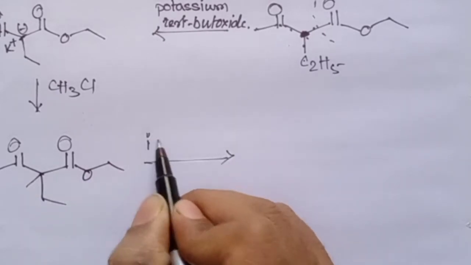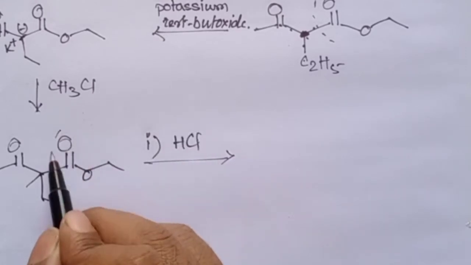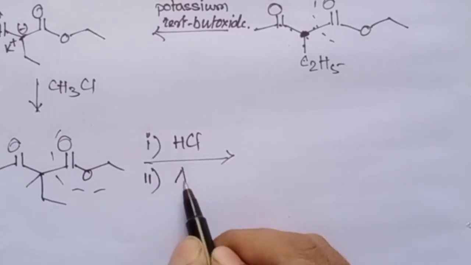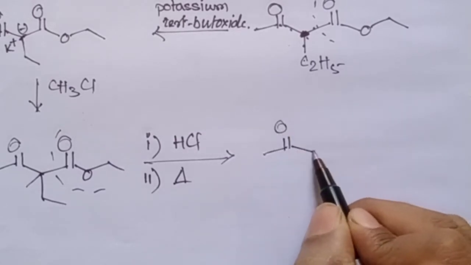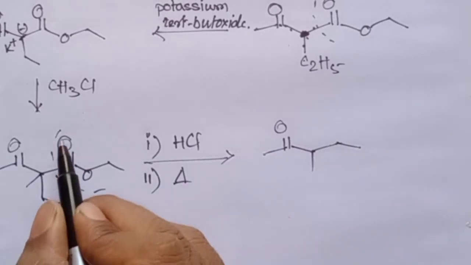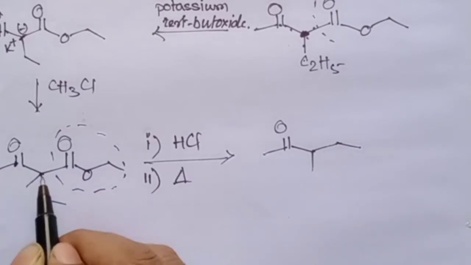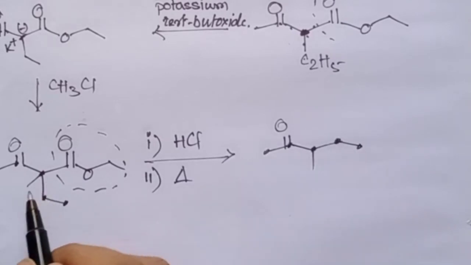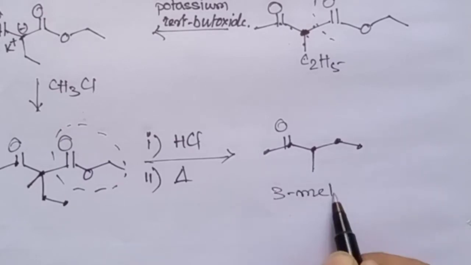Now the same process for conversion of the ester to the respective carboxylic acid, and then heating for decarboxylation. So I just remove this one and then I make 1, 2, 3, 4, 5. Then 1 is here. So this one is the 3-methyl-2-pentanone.